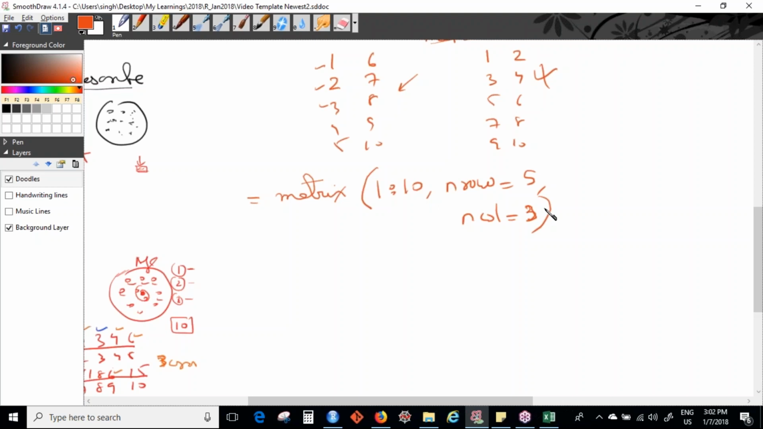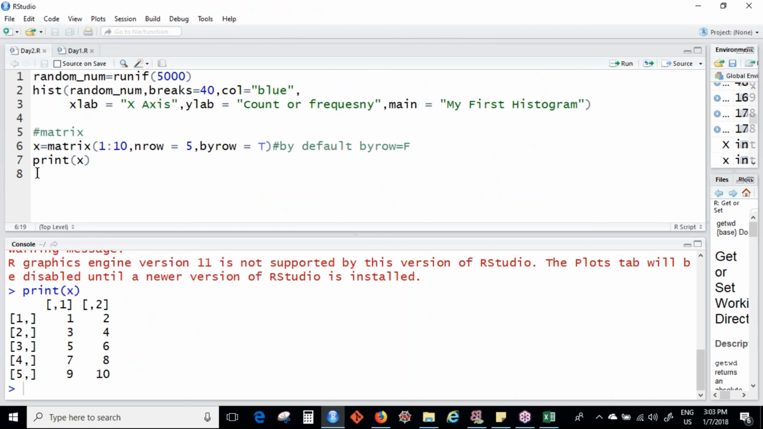Yes guys, what do you think will happen? Okay, Disha says it will fill with 0. Ravi says error. Jagdish says blank. Let's see what happens if we do that.